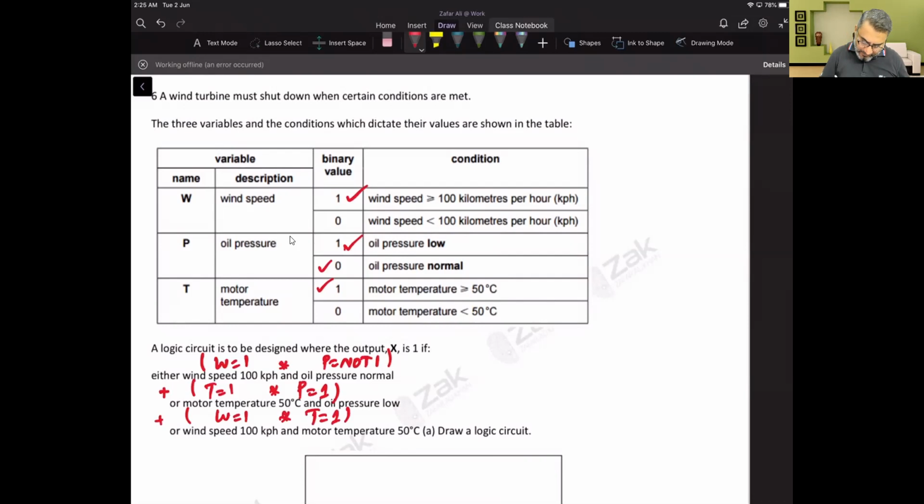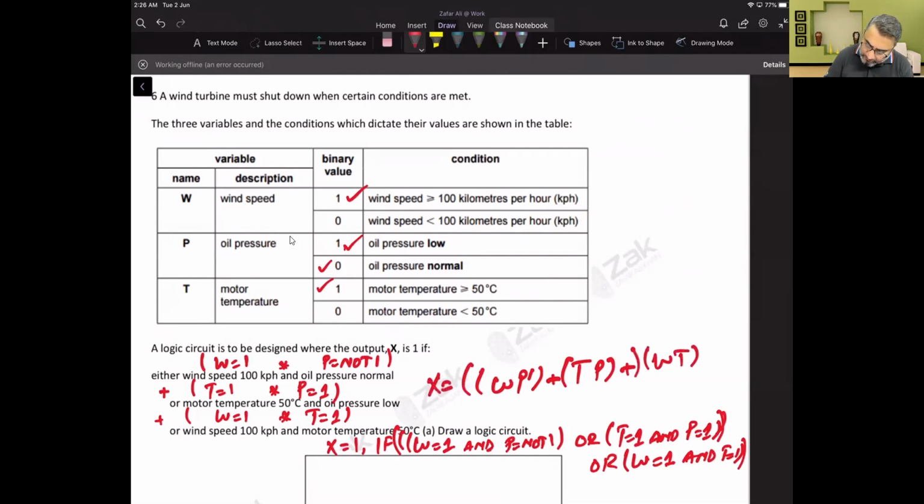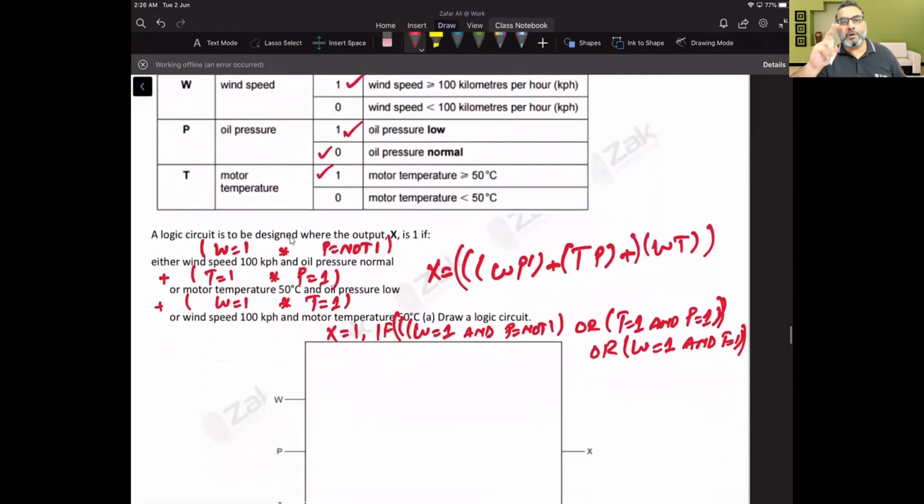So the expression becomes X is equal to 1 if W is equal to 1 and P is equal to not 1, or T is equal to 1 and P is equal to 1, or W is equal to 1 and T is equal to 1. Now we can see that there are two ORs, so we have to put brackets to make it further clear. So this would be W P naught plus T P plus W T, and we have to put extra brackets to make it always two inputs per gate.